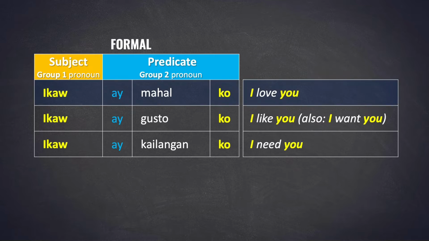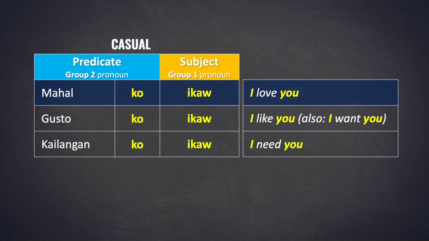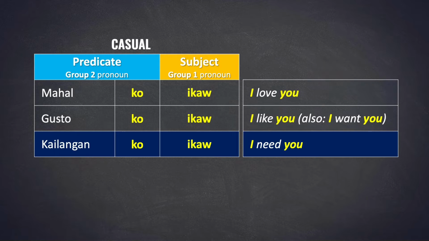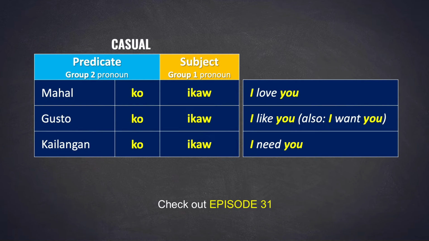And because Tagalog is a flexible language, let me show you two other ways of how to say these phrases. Ikaw ay mahal ko. Ikaw ay gusto ko. Ikaw ay kailangan ko. Or, mahal ko ikaw. Gusto ko ikaw. Kailangan ko ikaw. I have talked about this in episode 31 when I was talking about group 2 personal pronouns. You might want to check it out. The link is in the description box below.